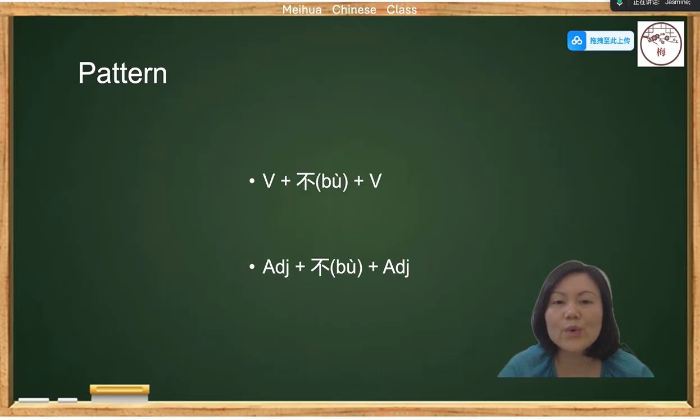As we all know, in the Chinese language, a verb can be the predicate. An adjective also can be the predicate. So here we have two patterns for this positive and negative question. For a verb, the pattern is verb plus bu plus verb. Bu here means not. For an adjective, it's adjective plus bu plus adjective. Let's look at some examples.